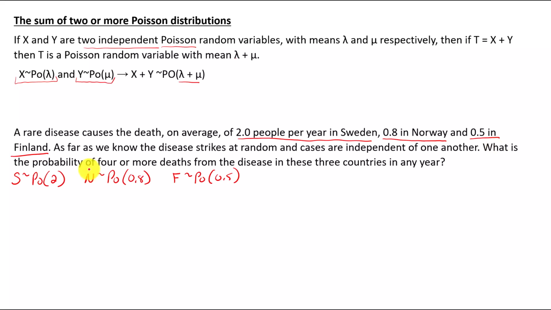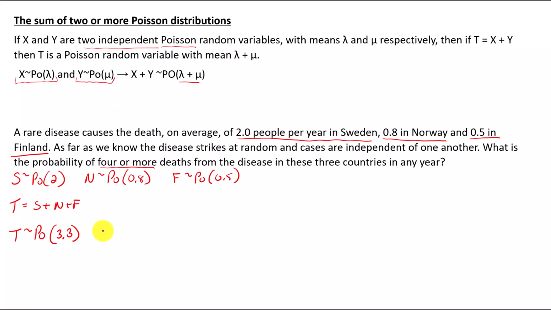What is the probability of 4 or more deaths from the disease in these 3 countries in any year? So they're asking us to put them together. They don't care about the separate countries. So we're going to say T is really equal to S plus N plus F. Okay, so I'm going to have T as a Poisson distribution, and I'm just going to add 2 plus 0.8 plus 0.5, and that gives me 3.3.